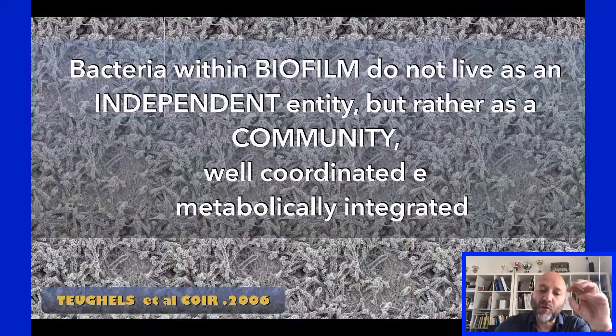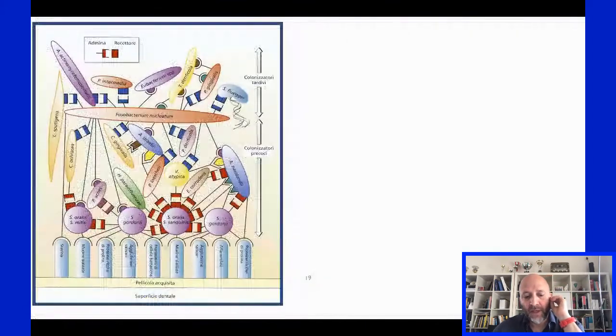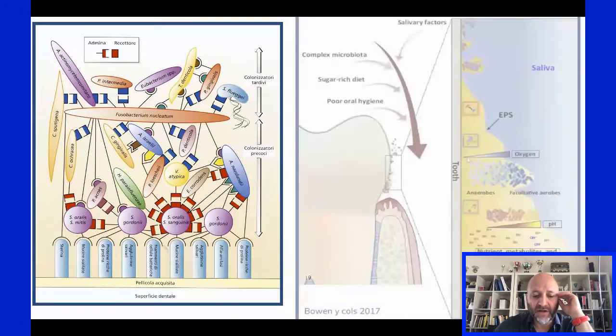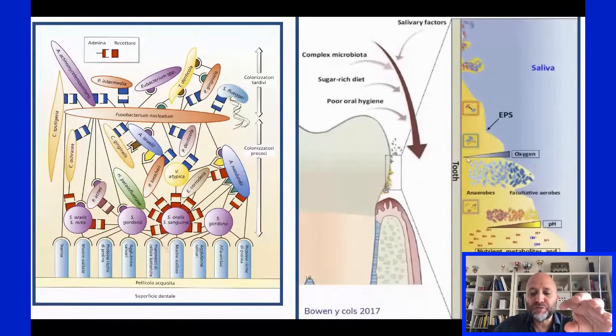The bacteria within the biofilm do not live as independent entities, but rather as a well-coordinated and metabolically integrated community. There is a real, well-organized stratification. In the inner layer, we can find different species of bacteria compared to the top layer. At the beginning, the nutrients come from saliva, and afterwards they come from periodontal tissue.